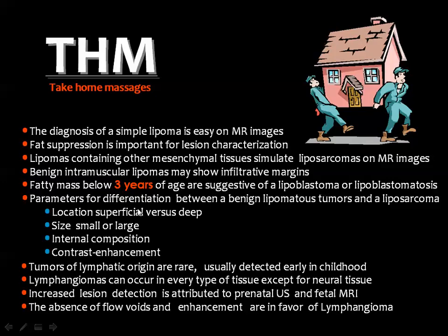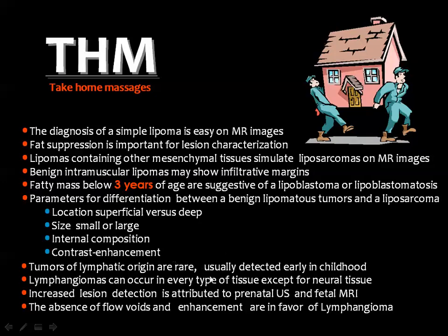The parameters for differentiation between benign lipoma and liposarcoma include location in the superficial or deep. Superficial lesions are usually benign. Deep lesions should be investigated to exclude the possibility of malignancy. A small size is in favor of a benign lesion. Large size is suggestive of malignancy. Internal composition of other soft tissues rather than fat is suggestive of liposarcoma. Contrast enhancement is also in favor of malignancy.